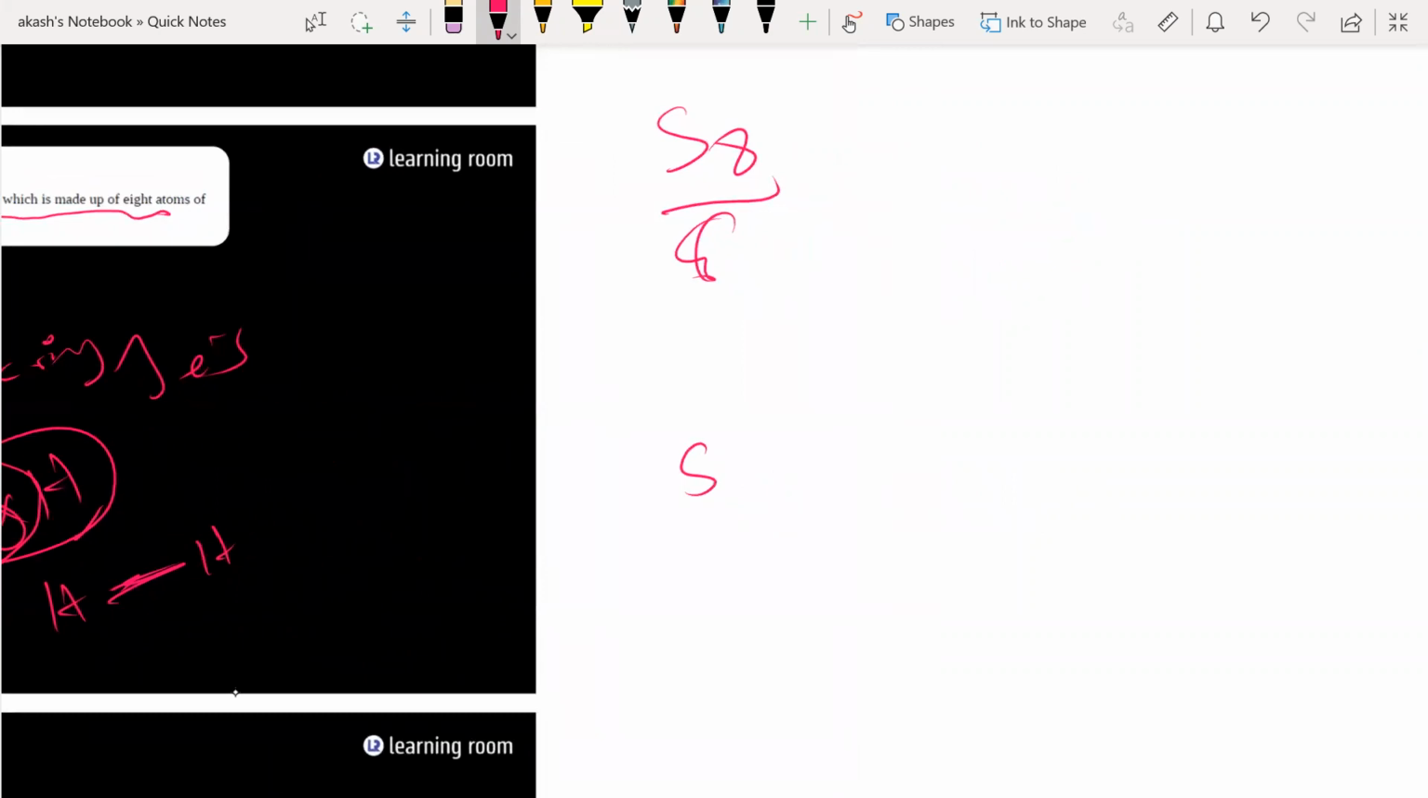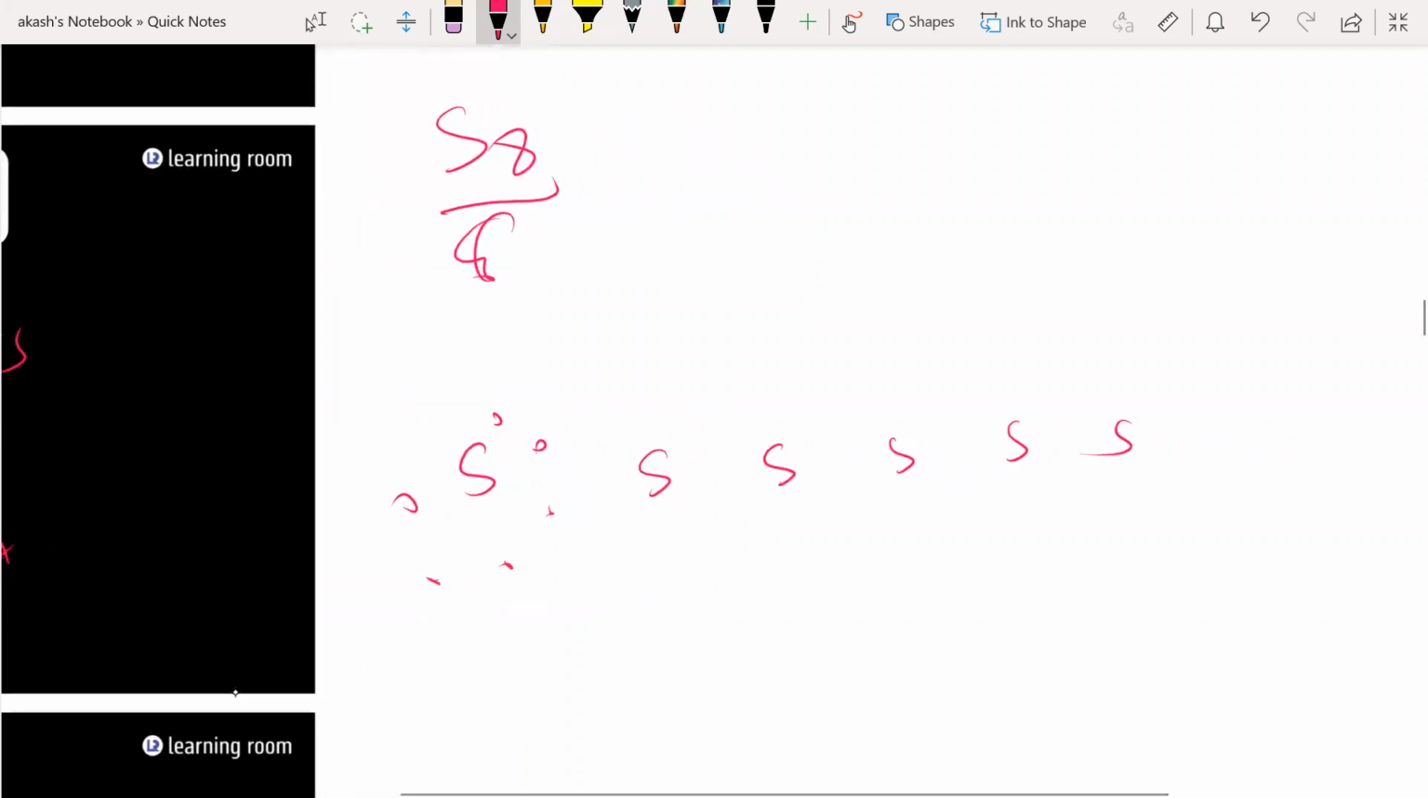So we have to put 8 atoms. Let us put the electrons first. 6 valence electrons are there: 1, 2, 3, 4, 5, 6. There are 6 valence electrons for each sulfur. Okay. Now we have to make sure that each of the sulfur atoms is going to have octet configuration. So if I write 8 sulfurs, 1, 2, 3, 4, 5, 6, 7, 8.